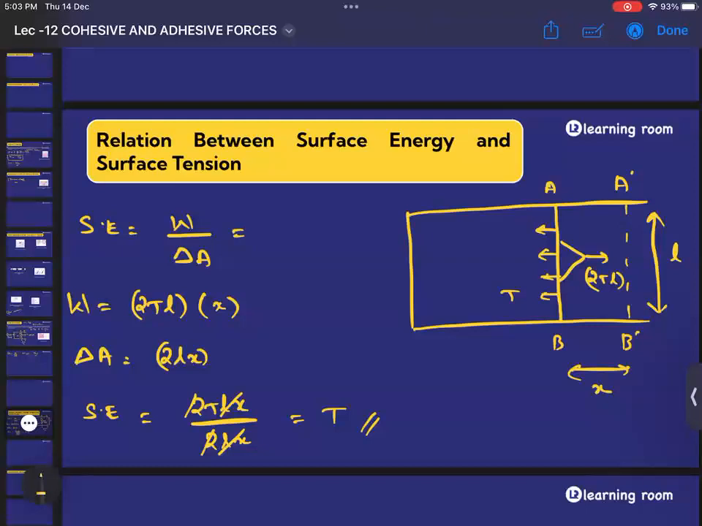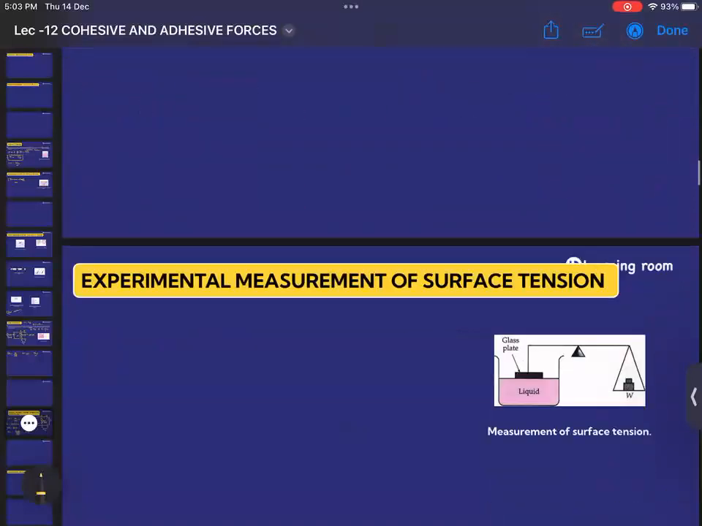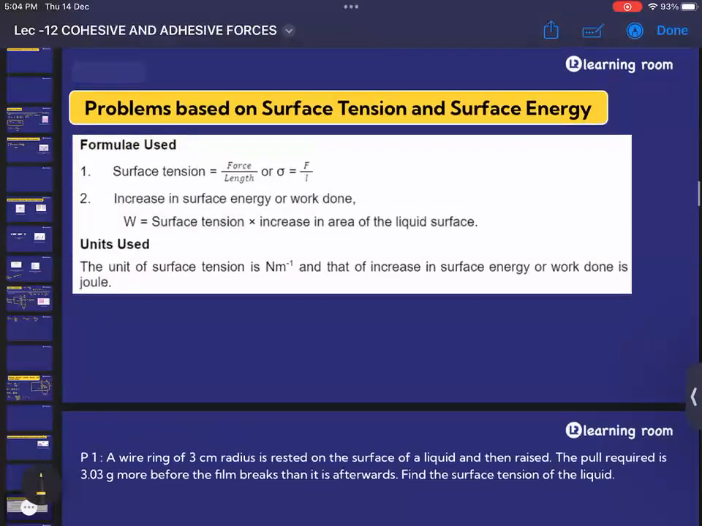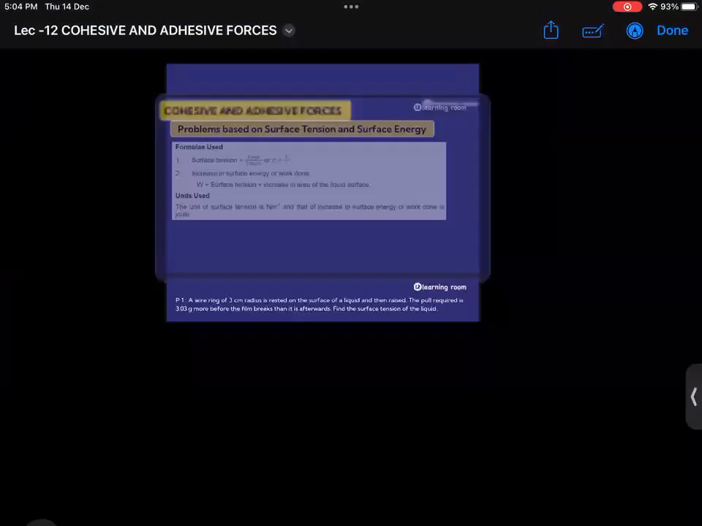Am I clear with this? Shall I proceed? Listen, now. Experimental verification is not included. Problems, we'll do it later.